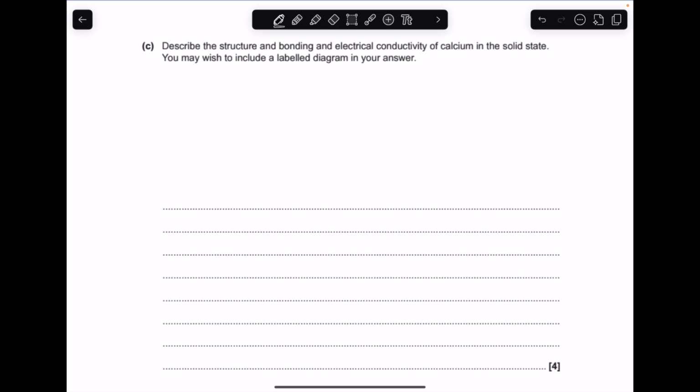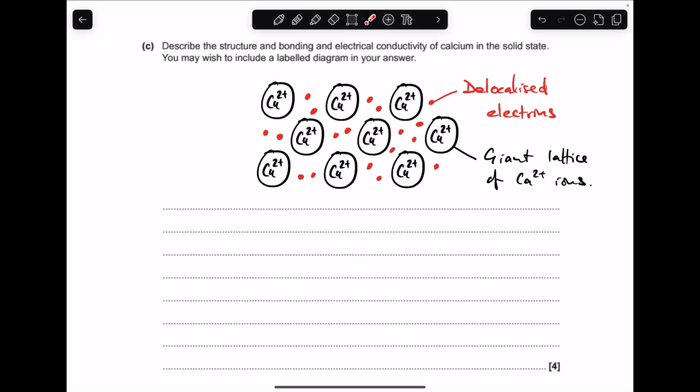And finally, part C, you've got to describe the structure and bonding and electrical conductivity of calcium in the solid state, and we can include a labelled diagram if we want. I would strongly encourage you to do so. So in terms of a diagram, we just need to draw a typical diagram for metallic bonding. I always draw 3 rows of 3 metal cations. So obviously, because it's calcium, it's Ca2+ in there, and then we've got dotted around some delocalized electrons.